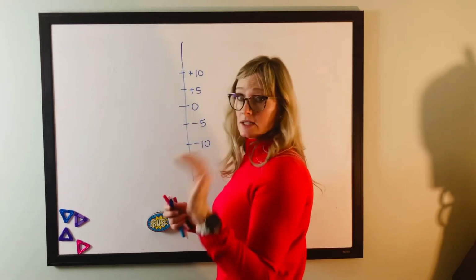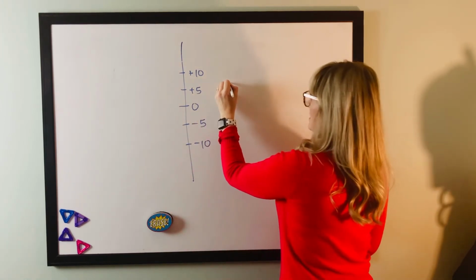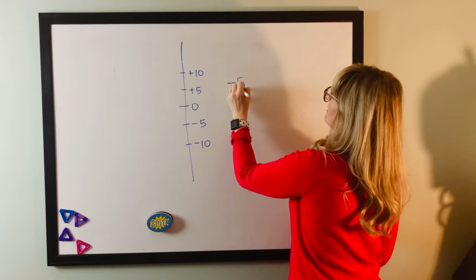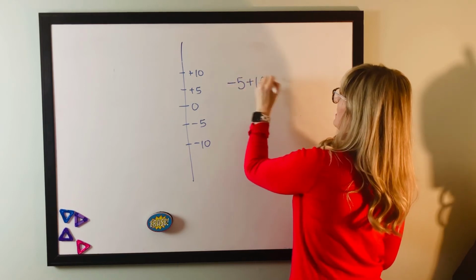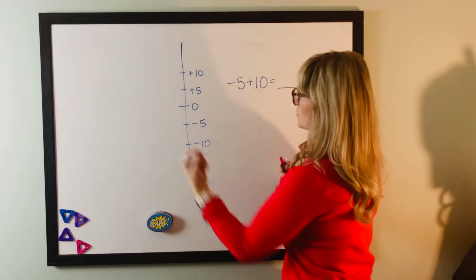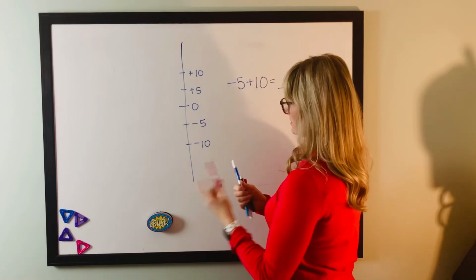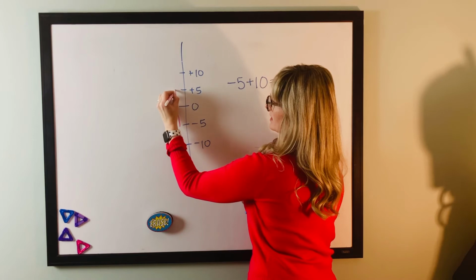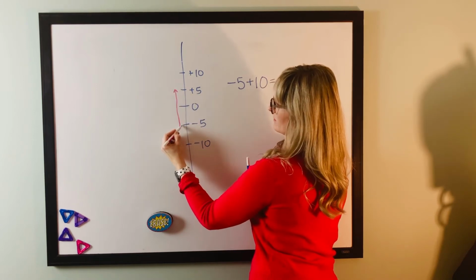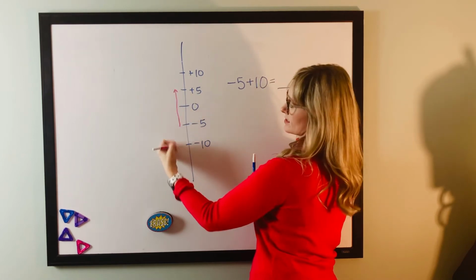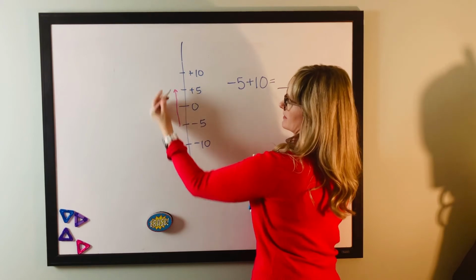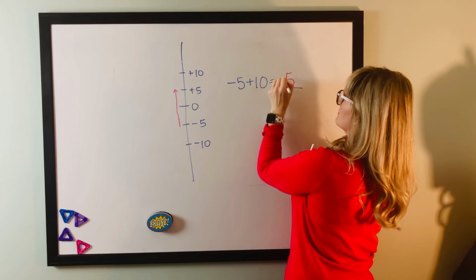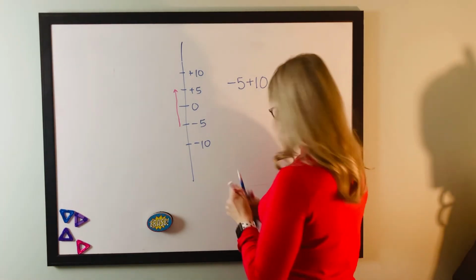So if I gave you this question, -5 + 10 equals what? What you would do in this case is go to your -5 and then go up 10. So there's 5, 10. I went up 5, because every single one of these jumps is 5, 5, 10. Okay, so where am I now? I'm at +5.